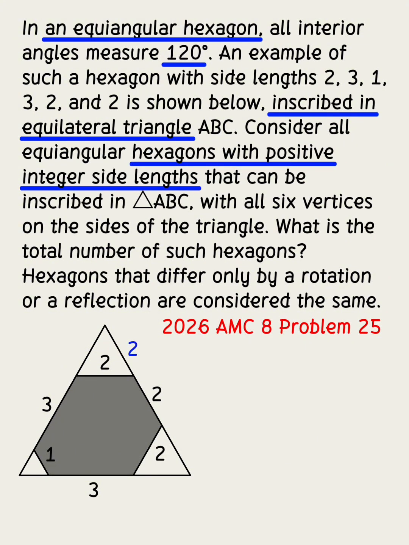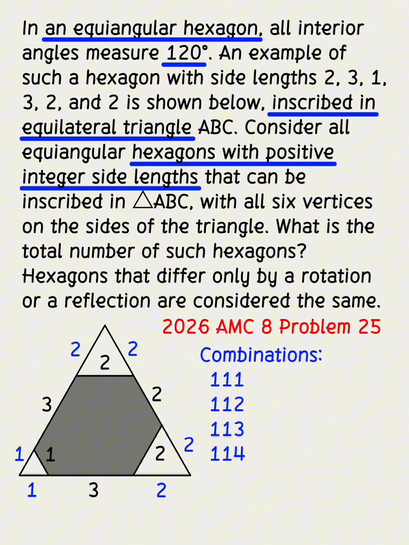The 3 white corner triangles are all equilateral, so the side length of triangle ABC is 6. List all possible combinations of the side lengths of the 3 corner triangles. The sum of any 2 side lengths must be less than 6.